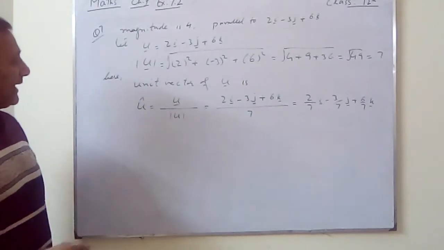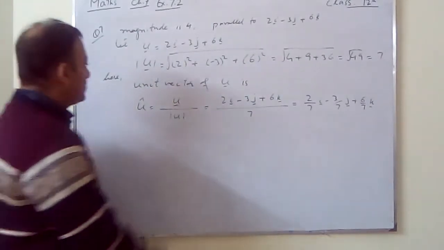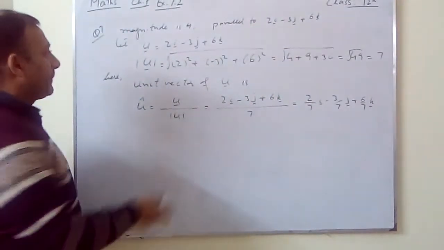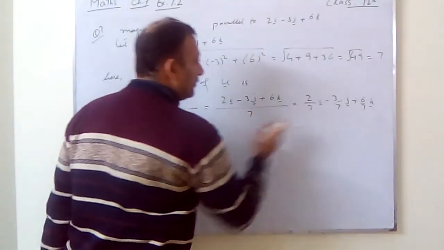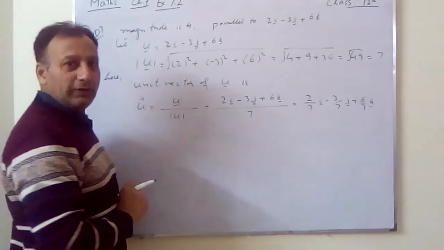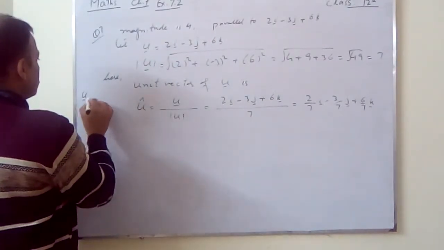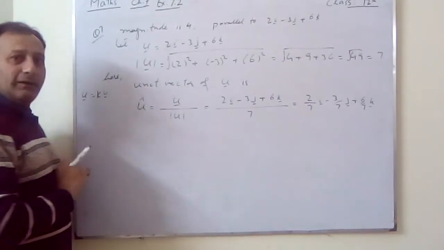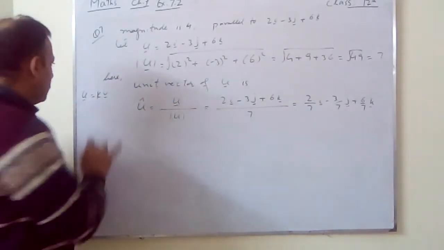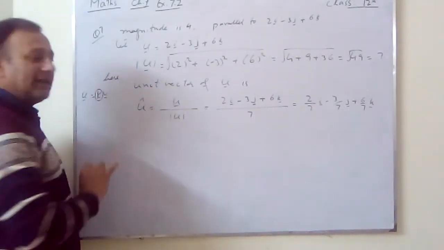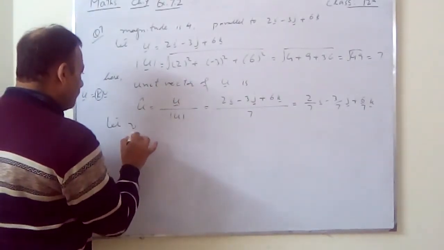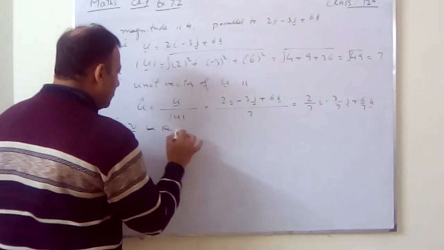Now it says to find a vector whose magnitude is 4 and which is parallel to this. Obviously, whatever is parallel to this will be along the same vector. When u is equal to k v, it means that u and v are parallel to each other with any scalar multiple.